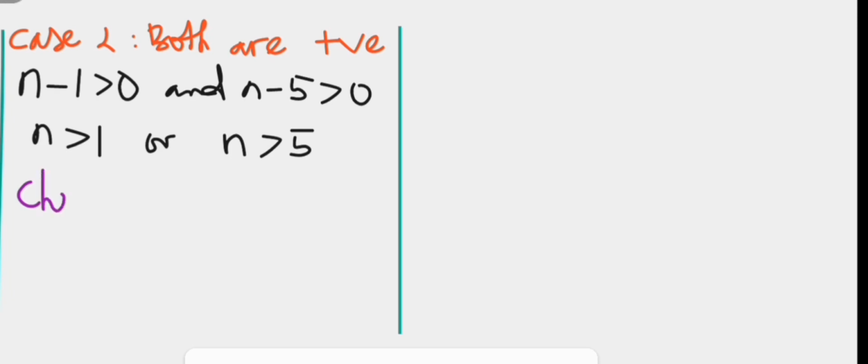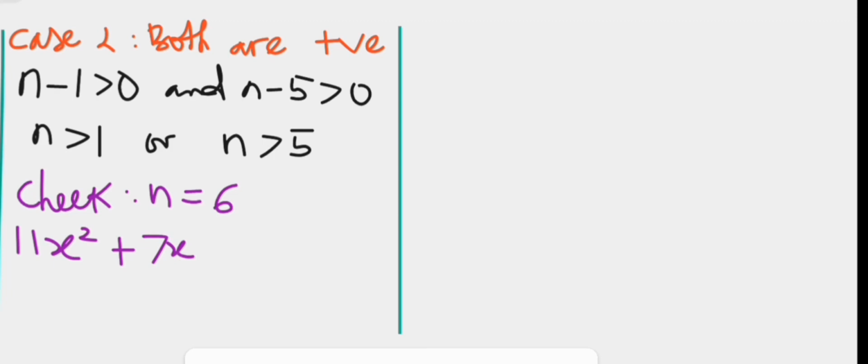Now we check a value that is greater than 5. n equals 6. When n equals 6 and we put it into the original equation, 2n minus 1 x squared becomes 2 times 6, 12 minus 1, that's 11x squared, plus n plus 1 x, that would be 6 plus 1, which is plus 7x, and plus 1 equals 0.